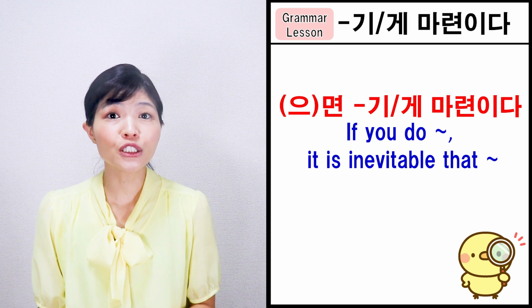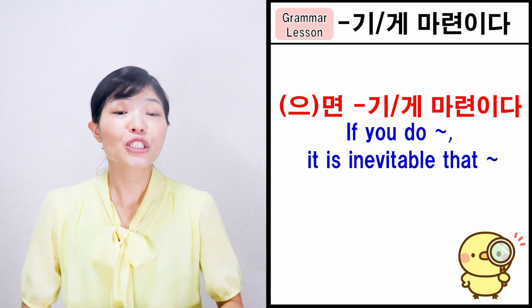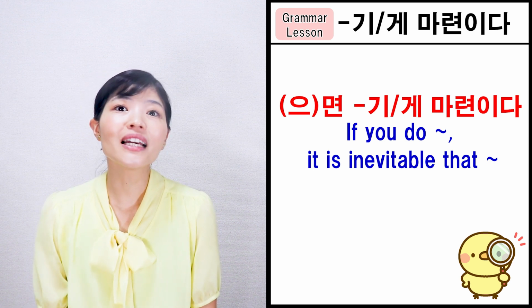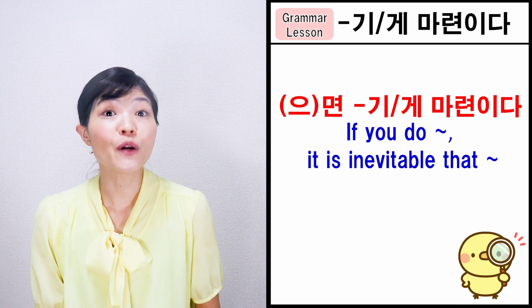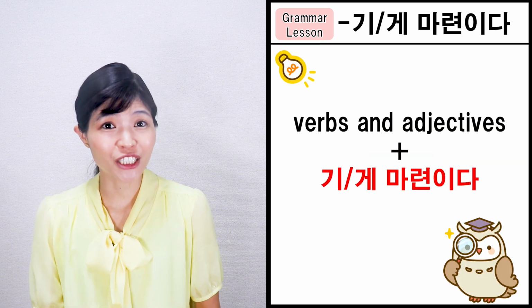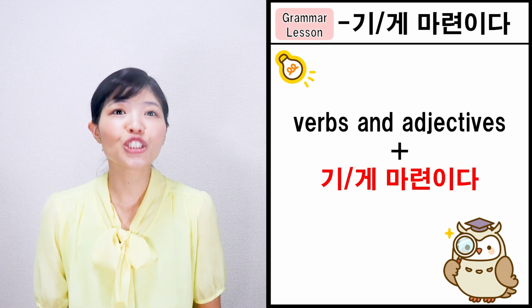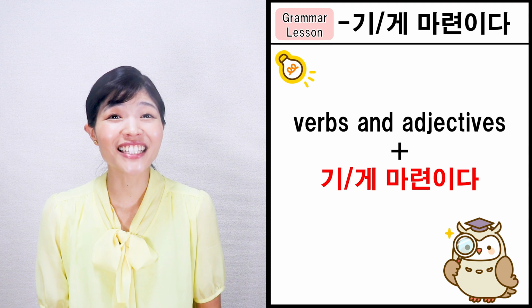Korean people often use this grammar with 으면. They use them together like 으면 기 마련이다. If you do, it is inevitable that. About the usage, you use verbs and adjectives. You always attach 기 마련이다 regardless of a final consonant.